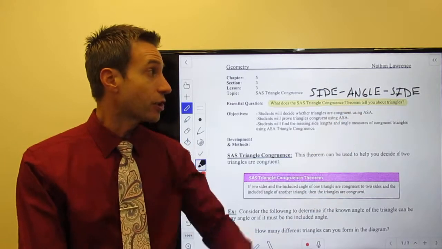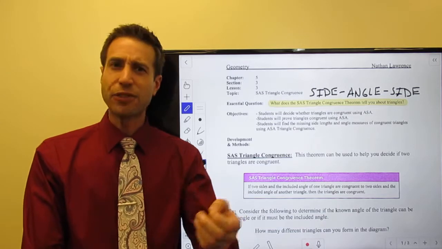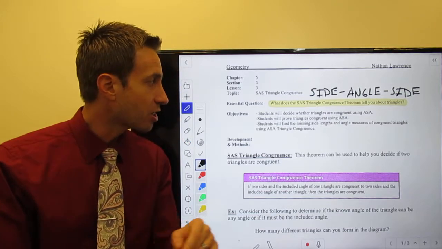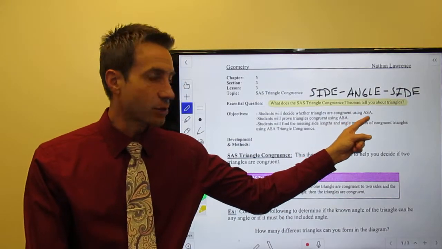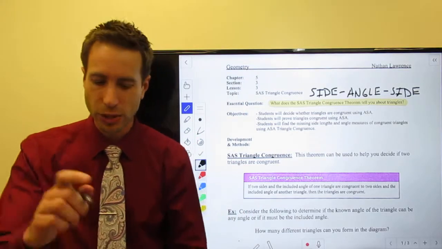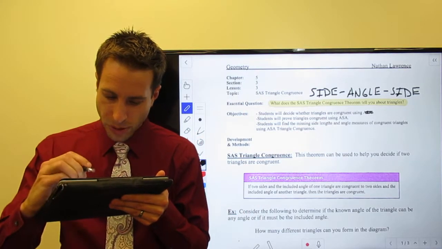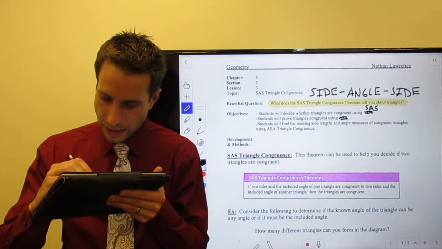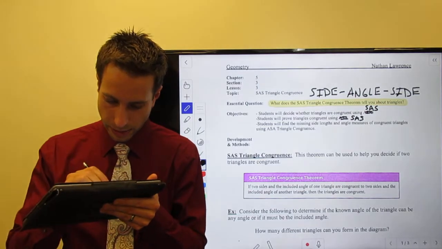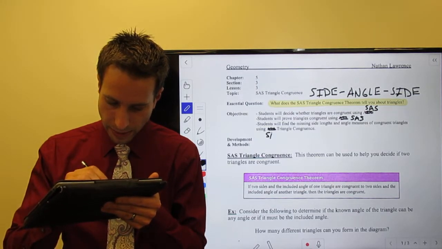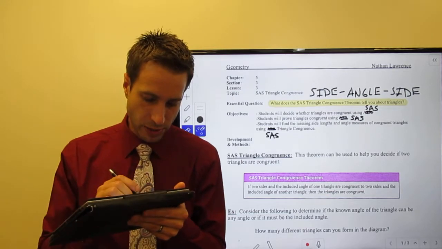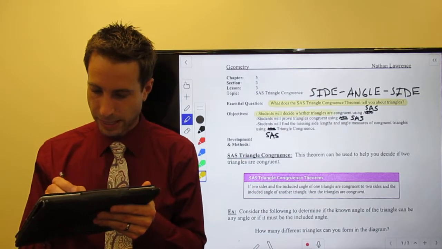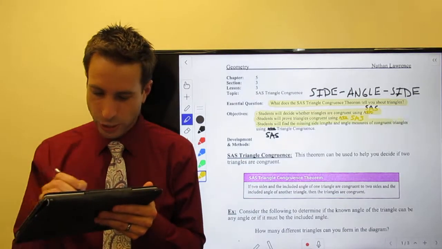Now, in order to answer that essential question, there are several objectives that you're going to need to know as we go through this. I apologize, I got a couple of typos in here. Angle, side, angle, that was the last theorem we looked at. Just go ahead, cross that out, put SAS. Cross that out, SAS. Cross that out, SAS. Apologize for those typos. Sometimes I just get going too fast and make mistakes.